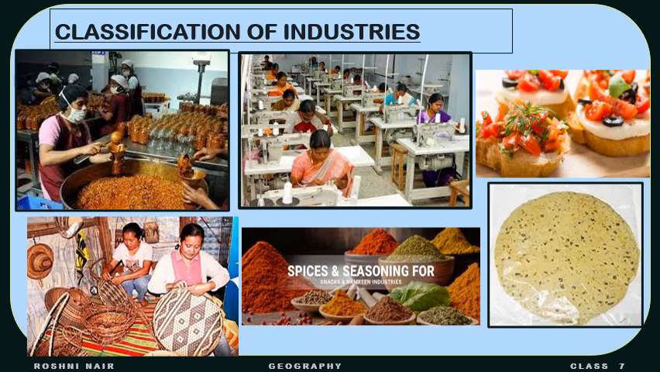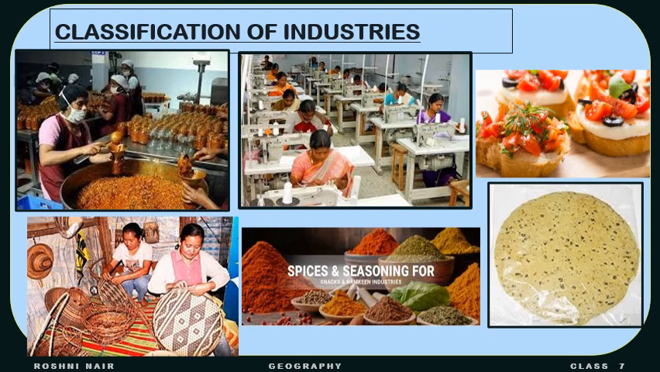So the size of any industry refers to the amount of capital invested, the number of people employed, and the volume of production. So we can classify industries into small scale or large scale based on the size. Cottage or household industries are also a type of small scale industry where the products are manufactured by hand by artisans. Basket weaving, pottery, and handicrafts are examples of cottage industry.